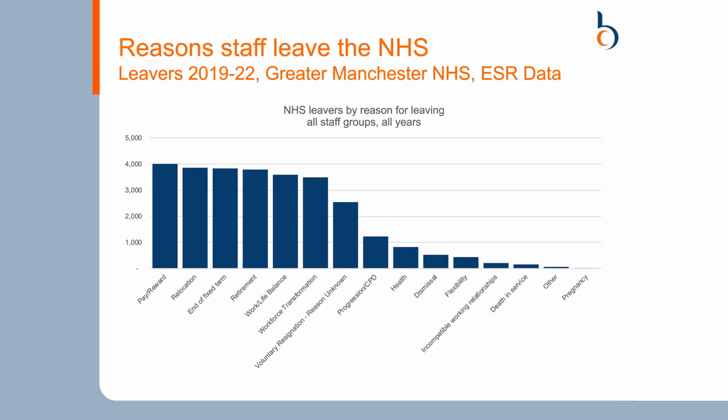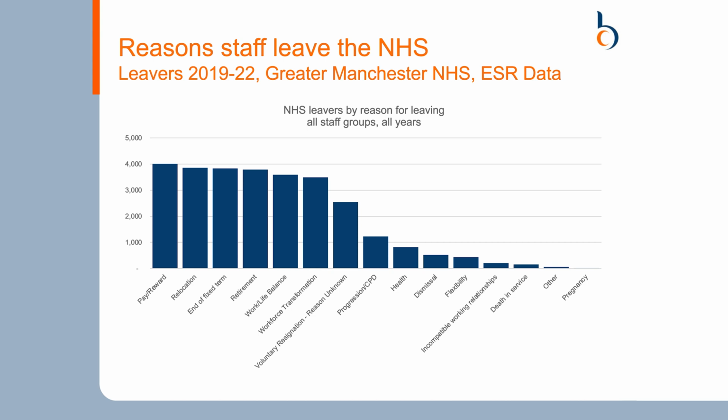And this is one of the things that came out of the Manchester one. This is data from the electronic staff record about the reasons that staff left over a period from 2019 to 22. And these are numbers of staff leaving in Greater Manchester. And it just gives you a sense of scale. So these are the numbers of staff leaving.